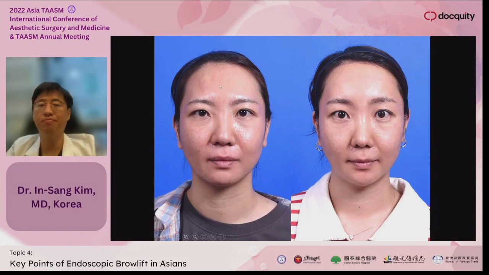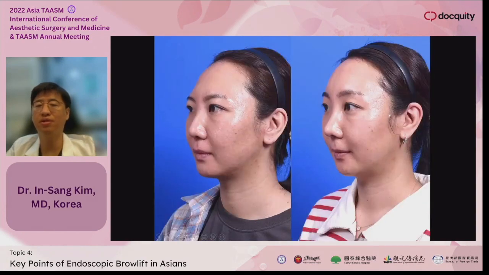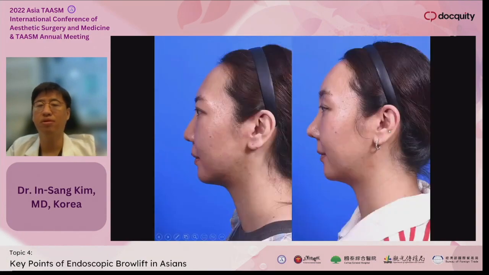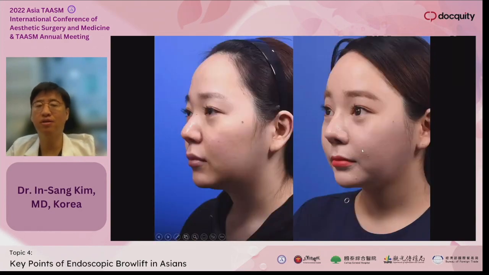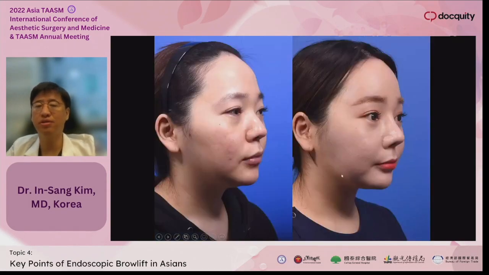So you can see much brighter appearance and reduction of the forehead, and also another case of forehead reduction. And you can see the decrease of the forehead height and the brighter appearance after the endoscopic assisted brow lift. Another patient with long forehead, so I did the forehead reduction with the endoscopic assisted brow lift together, and you can see the nice result.